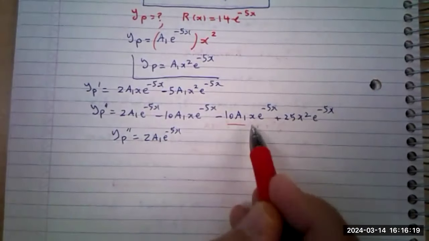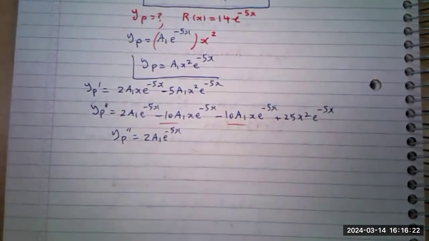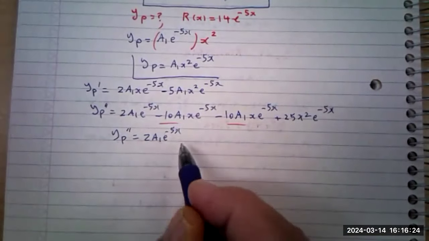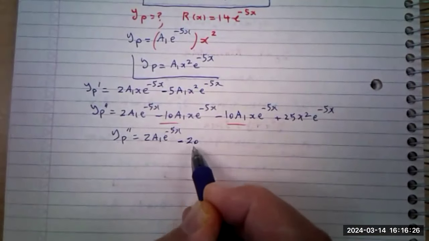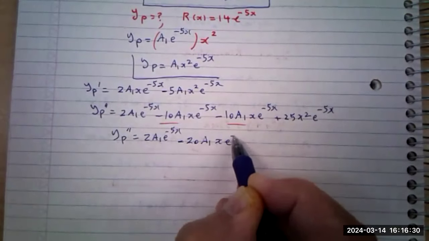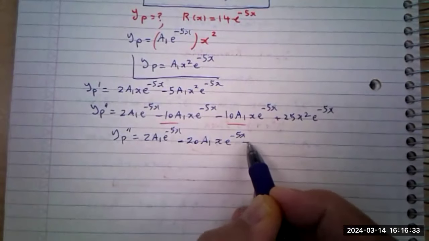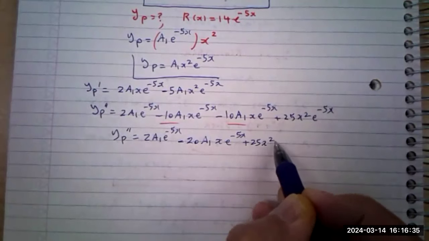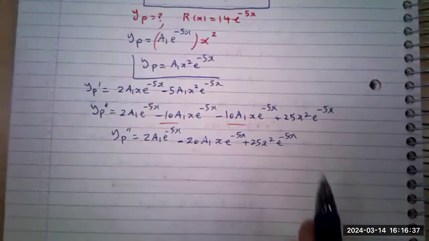These two terms, you see, negative 10 and negative 10, give you negative 20. So that gives you negative 20 a1 x e to the negative 5x, and plus 25 x squared e to the negative 5x. So that's y double prime.